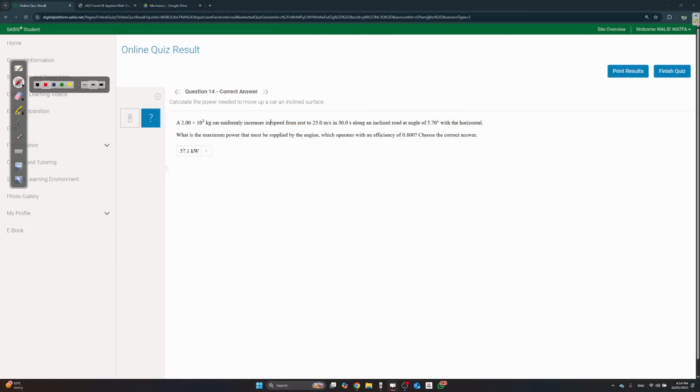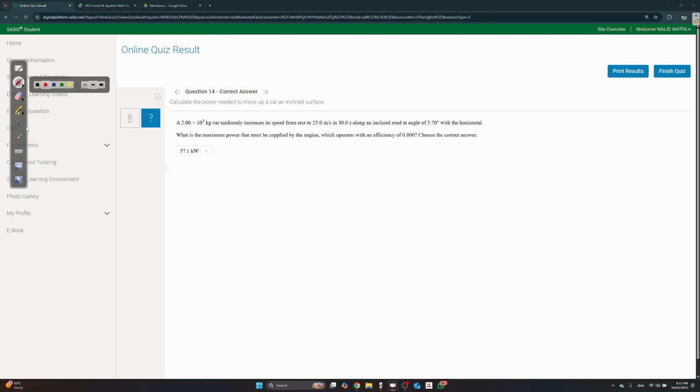A 2 times 10 to the 3 kilogram car uniformly increases its speed from rest to 25 meters per second in 30 seconds along an inclined road at an angle of 5.7 degrees with the horizontal. What's the maximum power that must be supplied by the engine, which operates with an efficiency of 0.8?